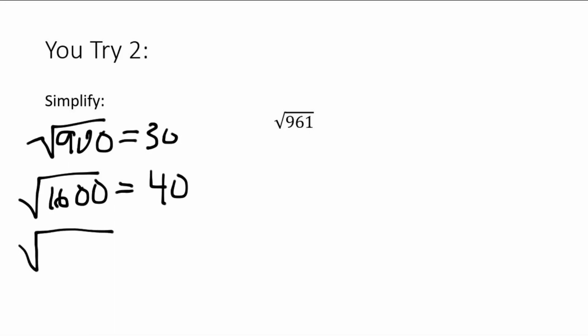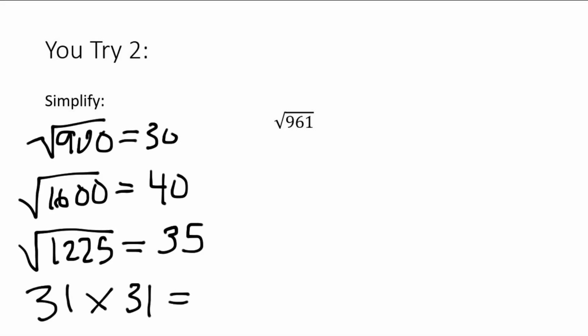Let's see. 35 squared is 1225. Okay, let's try 31. Oh, 31 times 31 is equal to 961. Awesome. So the square root of 961 is equal to 31.